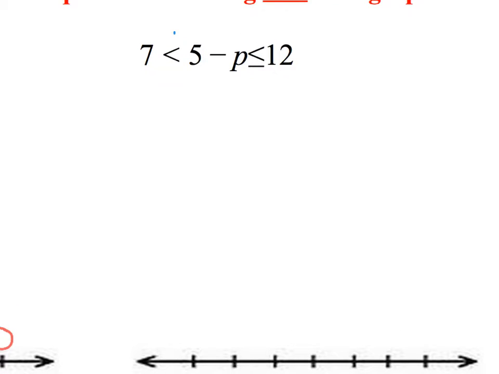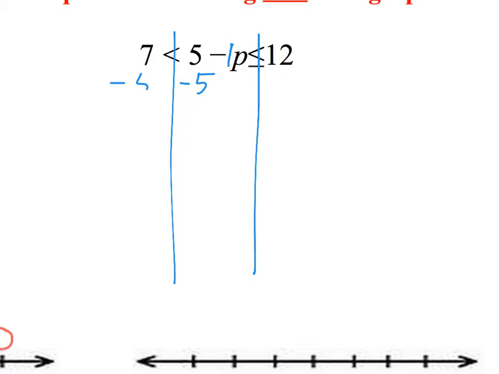So we're going to draw our balancing lines. What I do to the middle, I must do to both sides. I've got 5 being added, and then a -1 being multiplied. So Carly, what should I do first? I'm trying to get p by itself. Subtract what? 5. So subtract 5 from the middle, from the left, from the right. I got it.